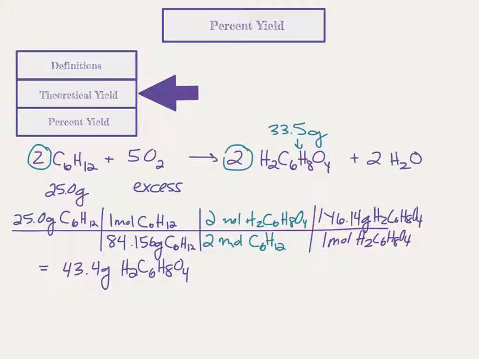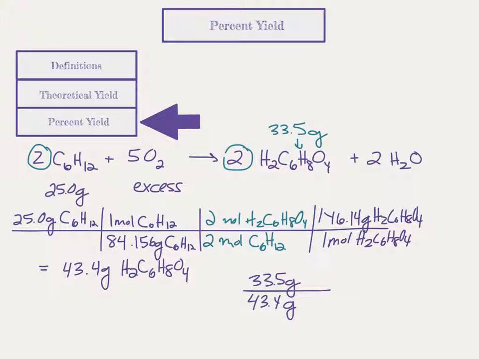Excellent. Okay, now to answer the real question, which is the percent yield, what I need to do is divide the actual yield, which is 33.5 grams of product, by the theoretical yield, which I calculated is 43.4 grams, and then multiply times 100%. You'll notice that my grams units cancel out, and then I'm left with a percentage unit. This particular one will end up being 77.2%.